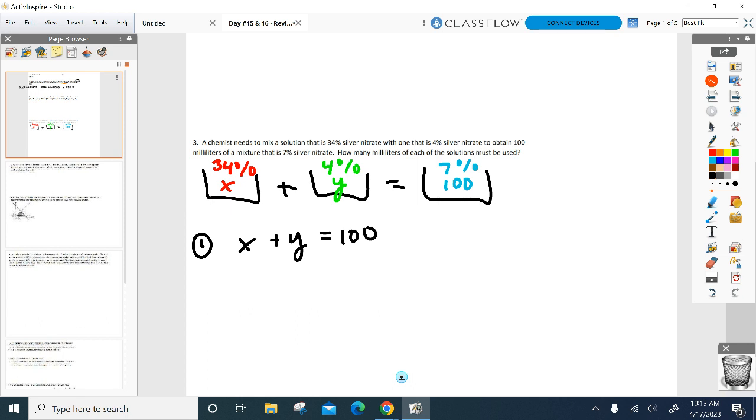Now apply the percents. Now apply it for the second equation. I need 0.34 of this X solution. How do you write 4%?